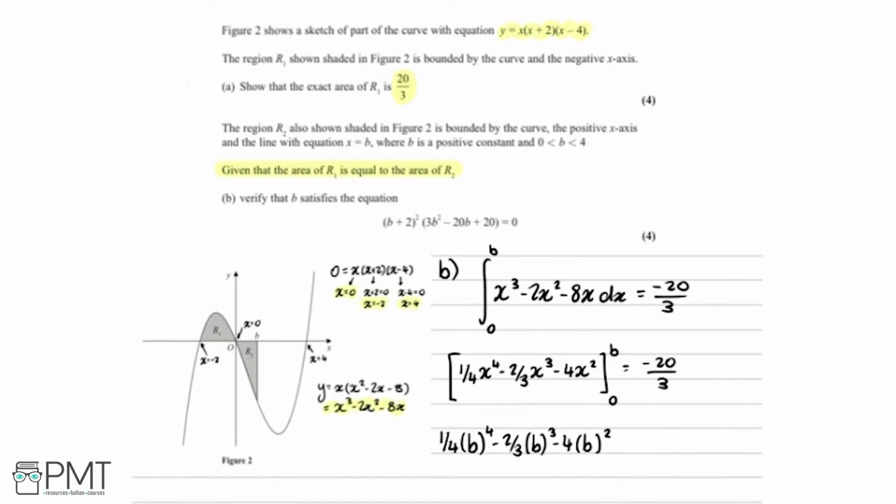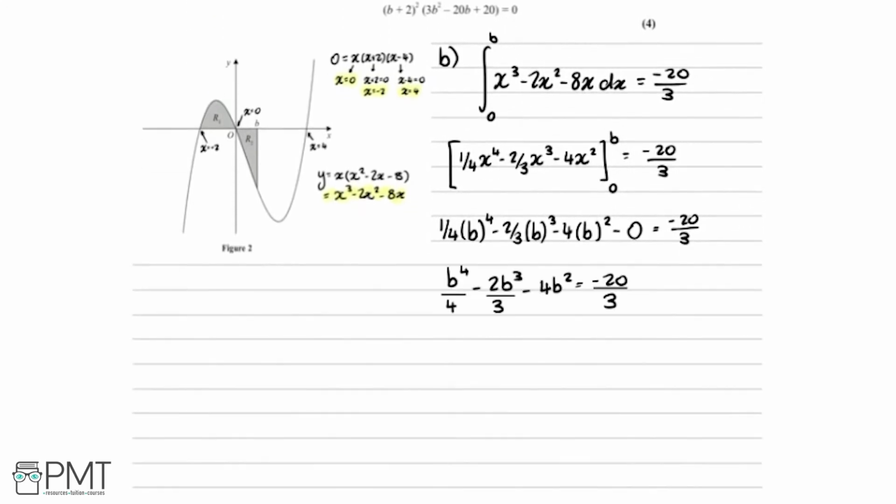And actually, we can see there's an x in each of these individual terms, which means when we sub in x equals 0, it's just going to go to 0. So I can just write minus 0. And that equals minus 20 over 3. Here we've just written that in a bit of a more succinct form. One thing I noticed here is that we've got quite a lot of fractions.